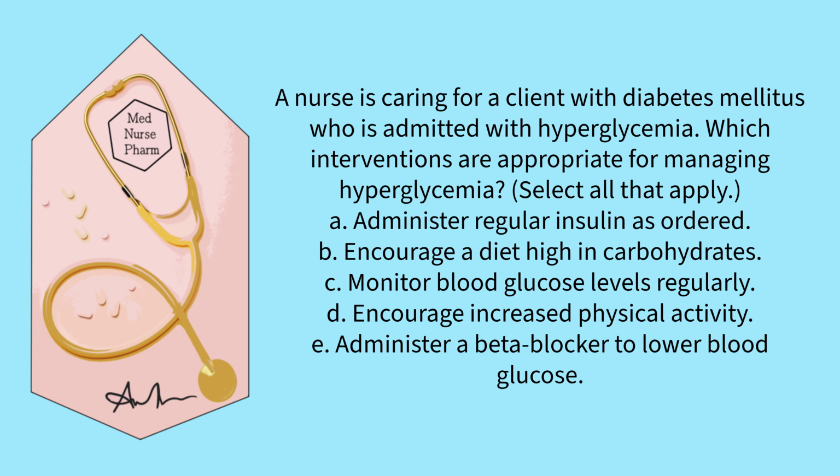A nurse is caring for a client with diabetes mellitus who is admitted with hyperglycemia. Which interventions are appropriate for managing hyperglycemia? Select all that apply. Administer regular insulin as ordered. Encourage a high diet in carbohydrates. Monitor blood glucose levels regularly. Encourage increased physical activity. Or administer a beta blocker to lower blood glucose.